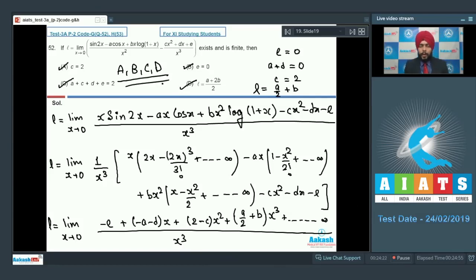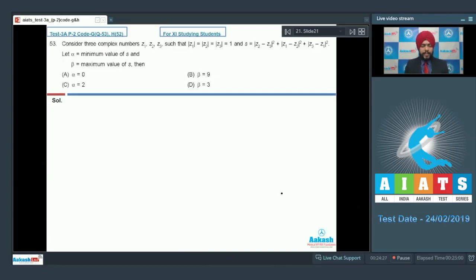Okay. Let us move on to question number 53. Question 53 says that consider 3 complex numbers z1, z2, z3 such that their modulus is equal to 1. All 3 moduli are equal. S is expression mod of z2 minus z3 whole square plus mod of z1 minus z2 whole square plus mod of z3 minus z1 whole square. And alpha is the minimum value of S, beta is the maximum value of S.